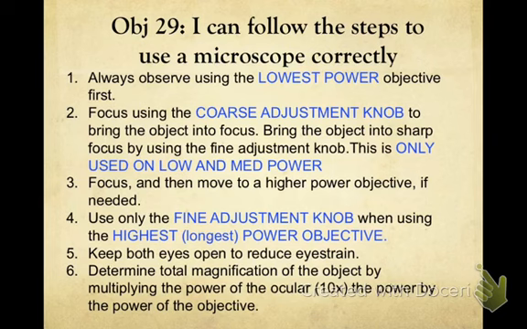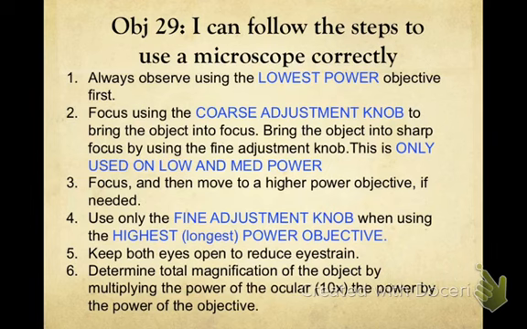And then we are only going to use the coarse adjustment knob. That's the bigger knob on low and medium power. We do not use it on high power, because if we do, we're gonna break those glass slides, and we could also damage the microscope, and we don't want to do that. Okay, we're going to focus first on the lowest and then move to a higher power. So you're going to focus on low, then move to medium, get focused on medium, and then move to high. You don't go from low to high, and you never start on anything except low. You always start on low first.